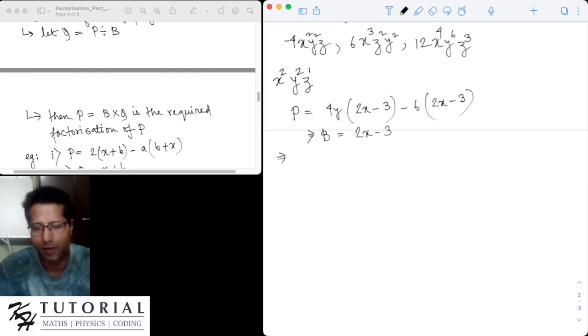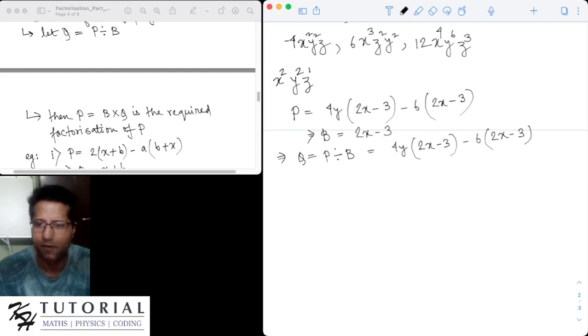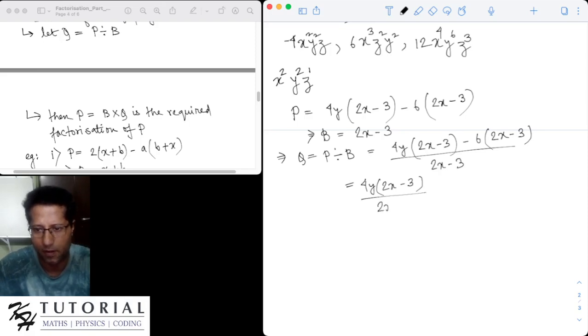And now I will find q, which is the original polynomial p divided by the common factor binomial. This becomes 4y multiplied by 2x minus 3, minus 6 times 2x minus 3, divided by 2x minus 3. So now this becomes 4y times 2x minus 3.